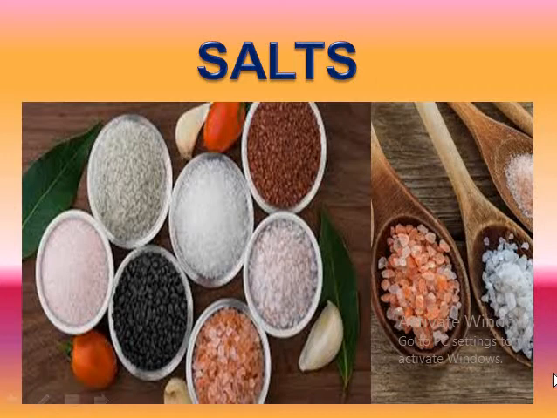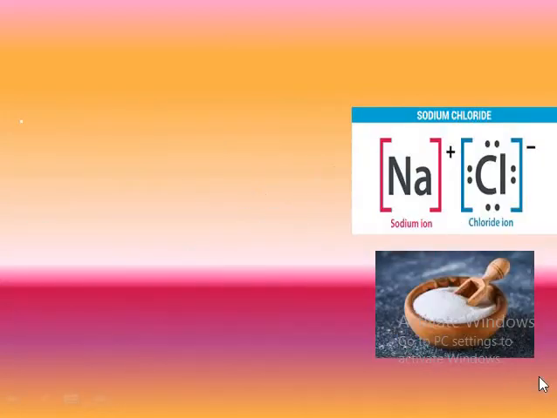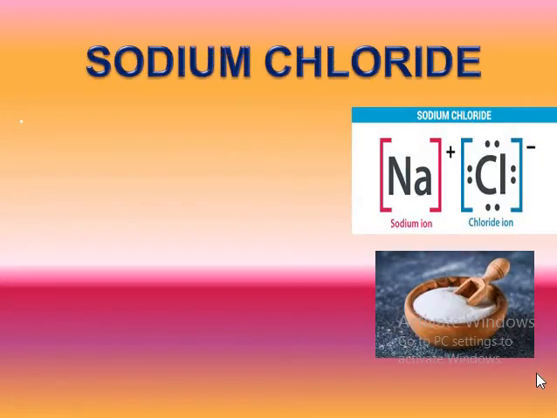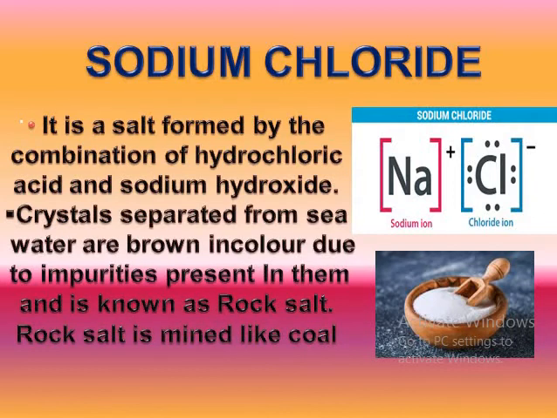Starting with common salt. Now this is the general name, common salt. The chemical name is sodium chloride and the formula is NaCl, as you can see in the slide also. It is formed by the combination of two chemical substances, that is HCl and NaOH. This is a salt which we use in our food also.